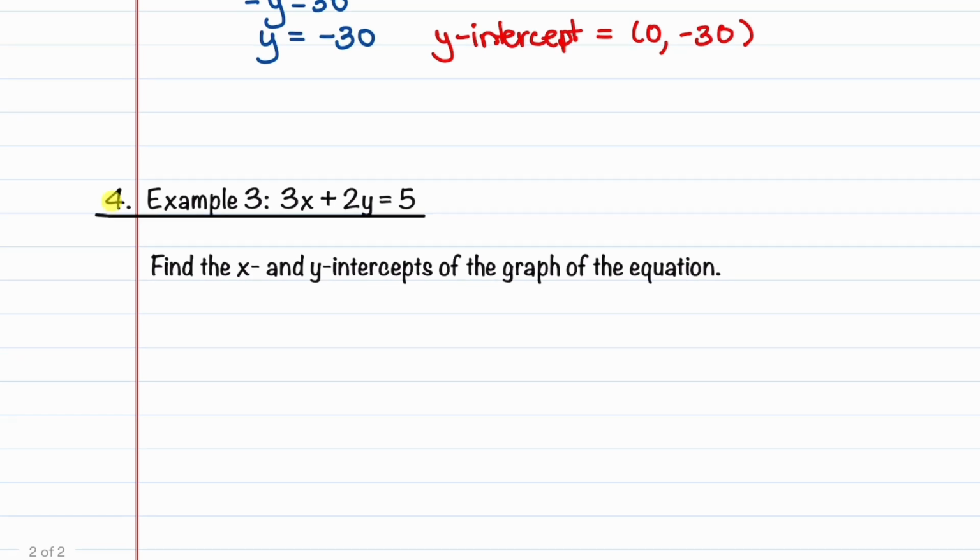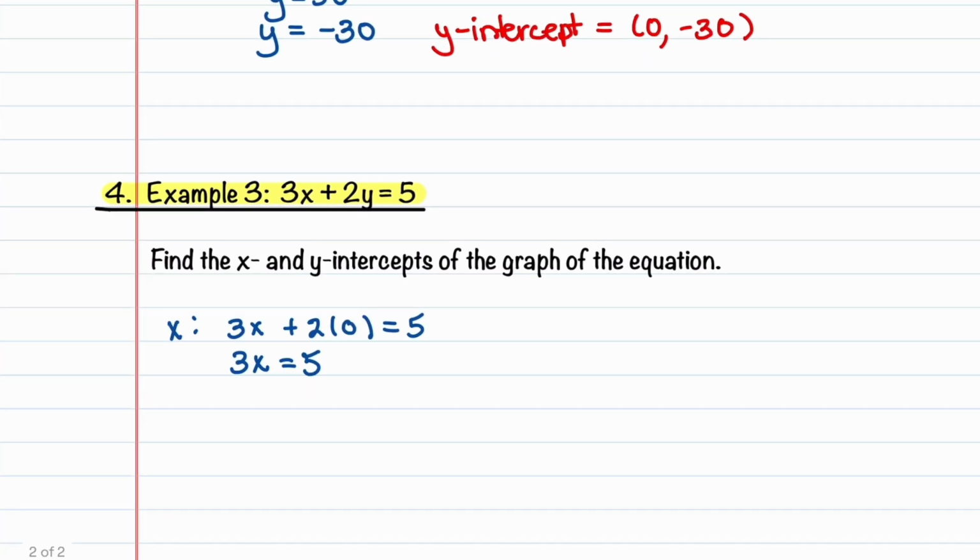And this example is a little bit different because we're going to end up with fractions in our answer. Let's start again by finding the x-intercept. So we're going to set y equal to 0. So we have a 3x plus 2 times y, which is 0, is equal to 5. This gives us 3x is equal to 5. Now we're going to divide both sides of the equation by 3, and we get that x is equal to 5/3. Our x-intercept is then equal to 5/3, 0.